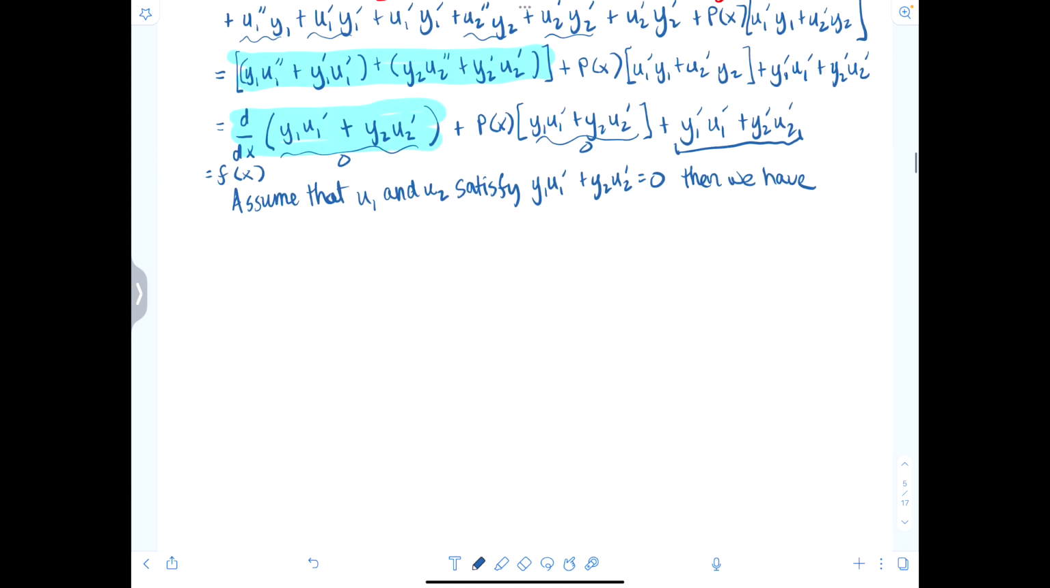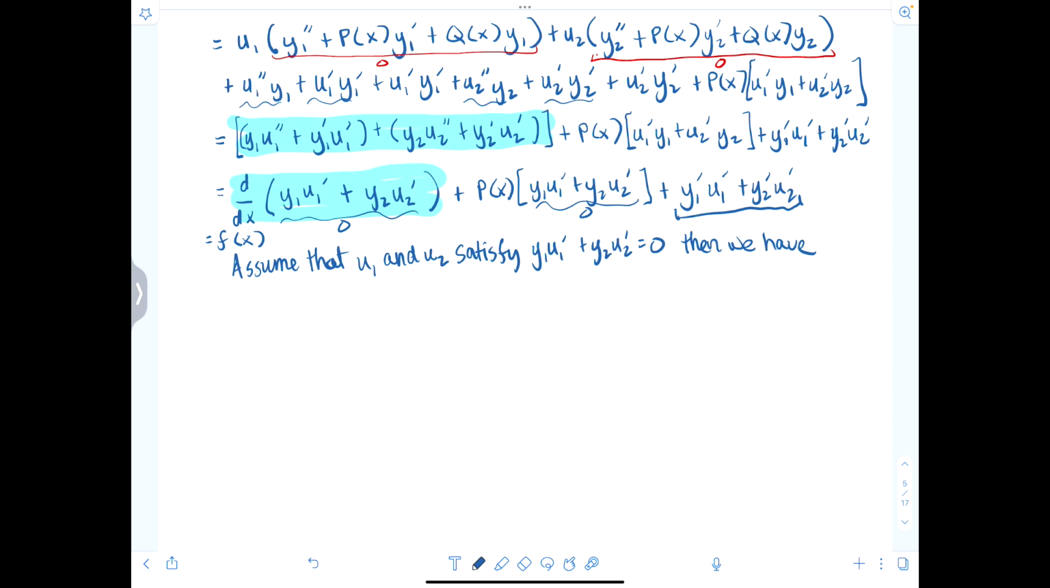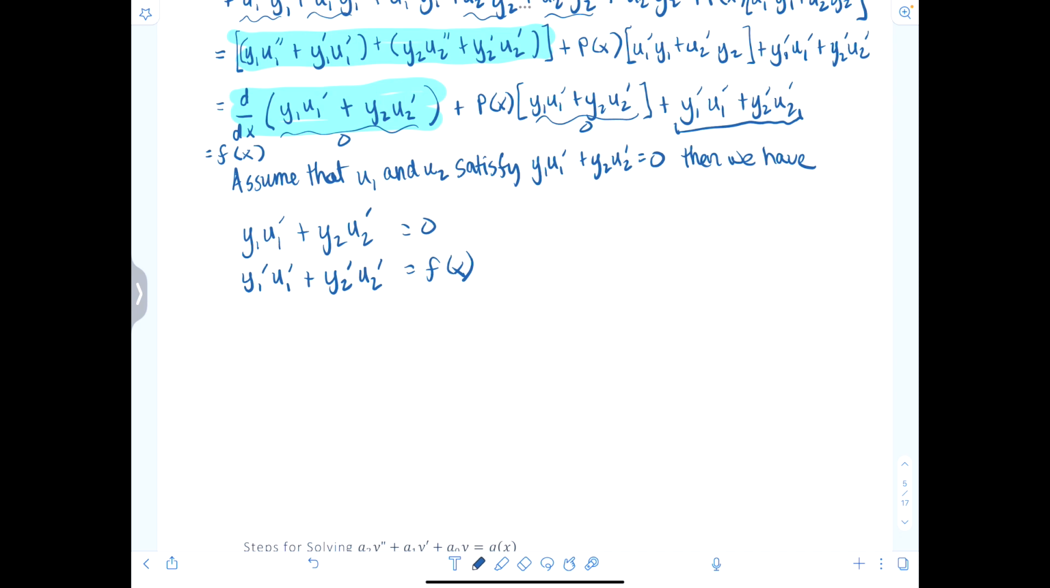All right, so now we have the fact that y1 u1 prime plus y2 u2 prime is 0. And we also have that y1 prime u1 prime plus y2 prime u2 prime equals f at x. And with that, we can make up a system of equations, and we can use the Wronskian.